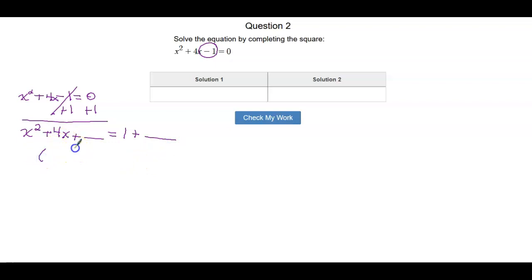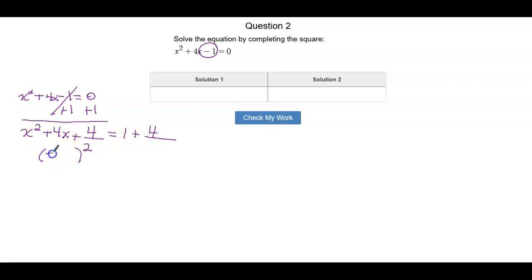So the way that we get this number here is we take this linear term, we divide the coefficient by 2, so cut this number in half, which is 2, and then square that number. So 2 squared is 4. So we're going to add 4 to both sides.